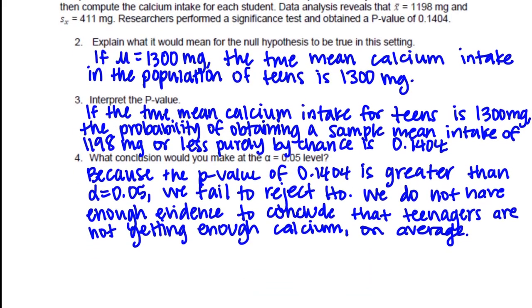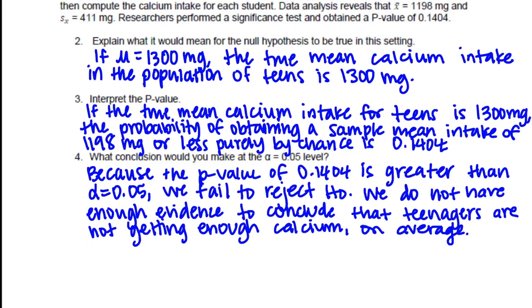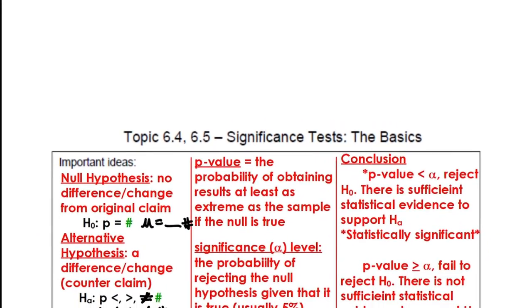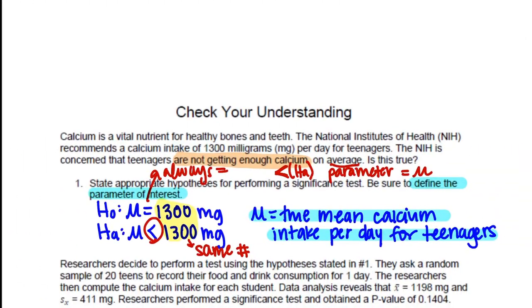And to interpret the p-value, a couple of things. So this first part, what we want to have is, if the true mean calcium intake for teens is 1300, that's really just saying if the null is true, then the probability of obtaining a sample mean intake of 1198 milligrams or less purely by chance is. That part of obtaining a sample mean intake of 1198 or less is the part where we had at least as extreme as the sample. So I'm just going to add that little note off to the side.